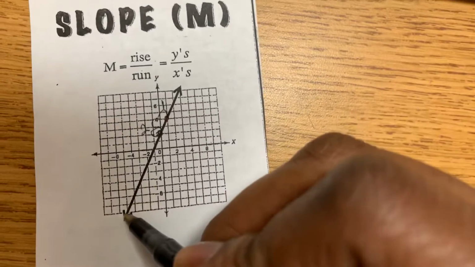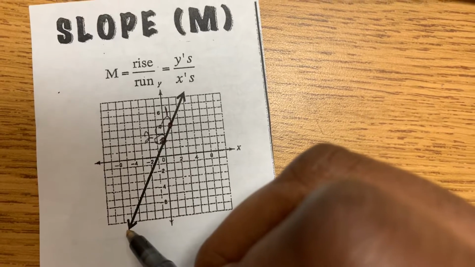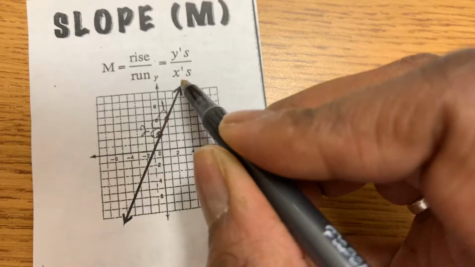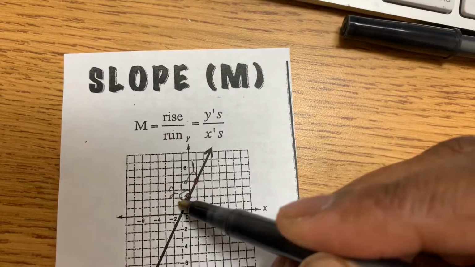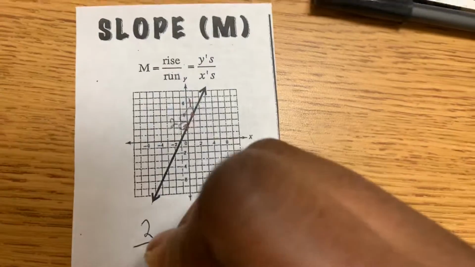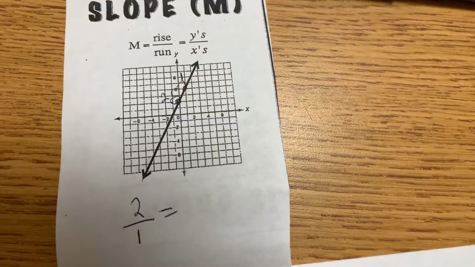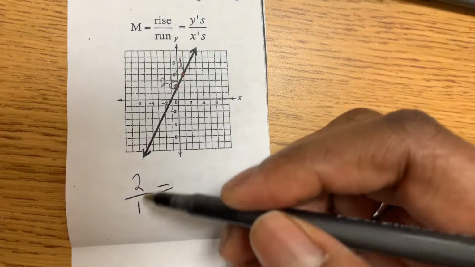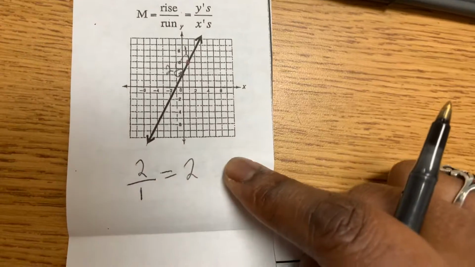In this line, we read from left to right. Since it starts down, and as we move from left to right it goes up, it's a positive slope. And again, it's the rise over the run. Since my rise was 2, I'm going to write 2 first, and my run was 1, so 2 over 1. You have to simplify all your fractions. If it can be simplified, you're going to simplify it. So 2 divided by 1 is 2. The slope of this graph would be 2.